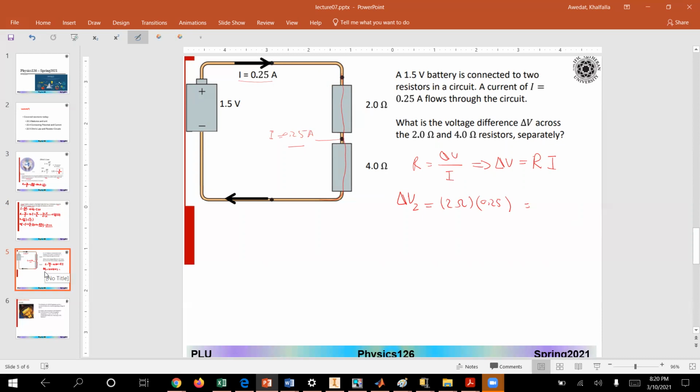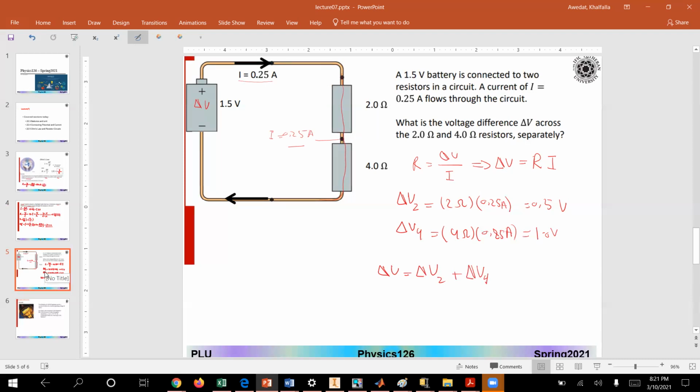So 2 times 0.25, you end up with 0.5 volt. Similarly, delta V in the 4 ohms, 4 ohms times 0.25 amps, we end up with 1 volt. And basically, the total delta V should be equal to delta V in the 2 ohms plus delta V in the 4 ohms. We are done here, guys.